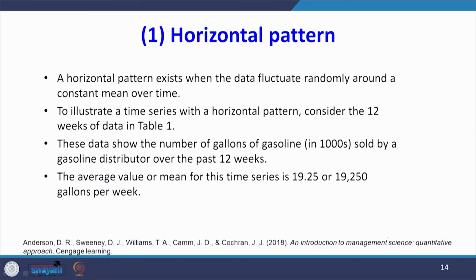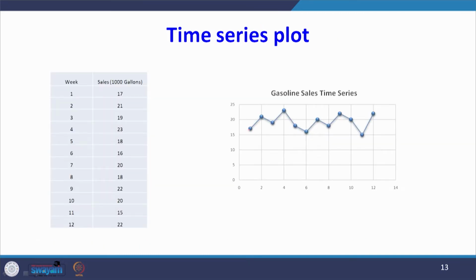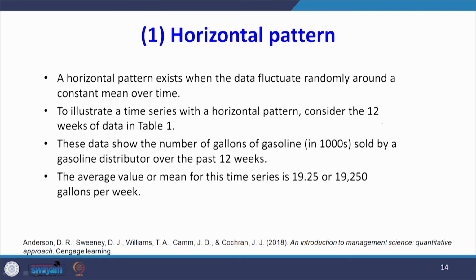The first pattern, the horizontal pattern. In the previous slides I have shown you a data set where there is a horizontal pattern. What is the meaning of horizontal pattern? There is up and down, there is a variation, but we can say the mean is centered. That type of pattern is called horizontal pattern. So, a horizontal pattern exists when the data fluctuate randomly around a constant mean over time.